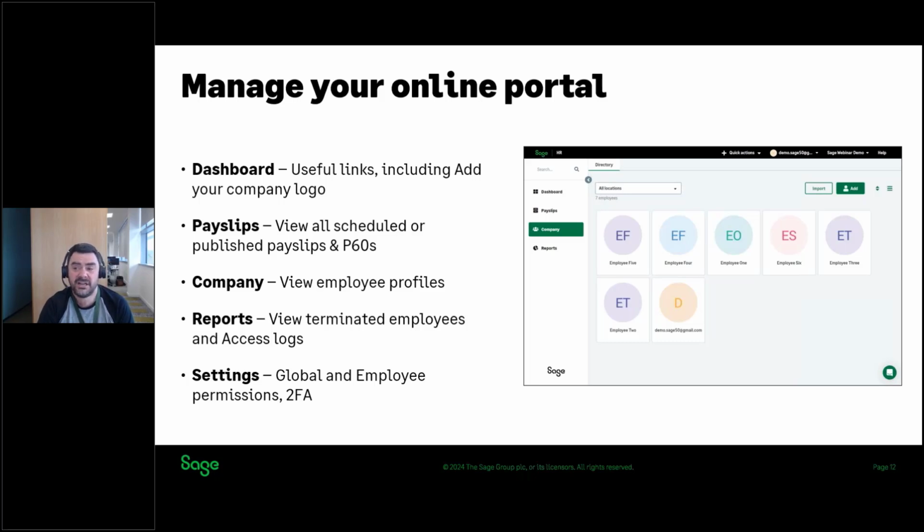So it includes a dashboard, which gives you a summary, including useful links where you can add your company logo. We've got the payslips area, which I've just showed you, where you can see as an admin user all of your payslips and P60s in one place. Company directory is where you store and manage all of your employee records, or employee profiles as we call them in HR. And then there's a couple of reports that you might find useful, and some settings to do with global and employee permissions, and also the option of using two-factor authentication for your employees, just adding that extra layer of security. So I want to show you some of these areas in the next demo.